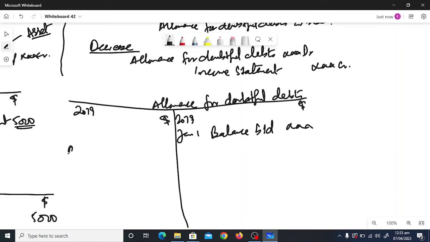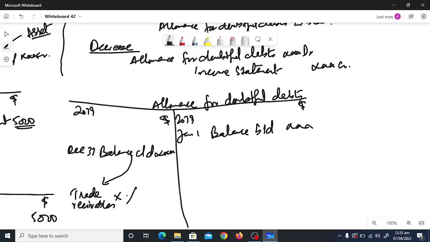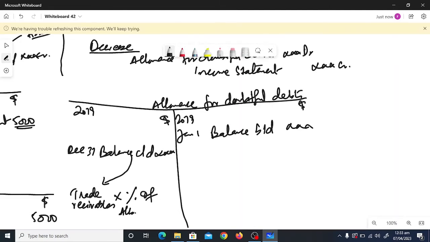Two things are very easy, two things are very fixed. Balance BD will always come on the credit side, so we'll write it down on the credit side, and balance CD will always come on the debit side. Remember this thing. So from where do we get the balance CD? You will have the trade receivables balance given in the question.